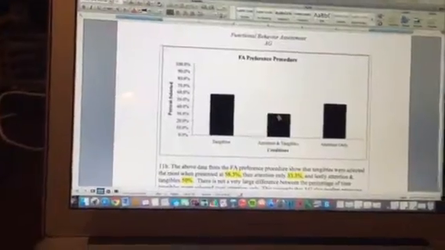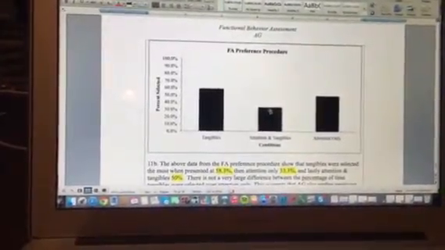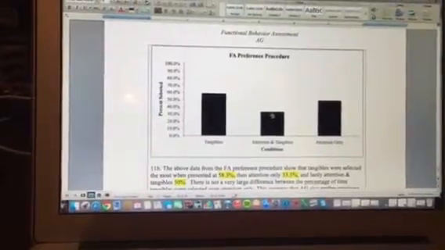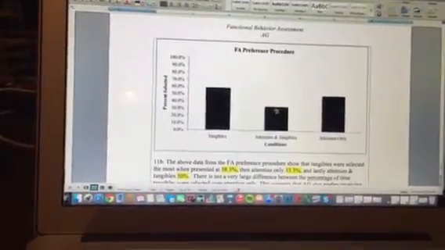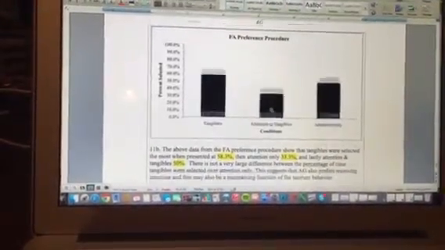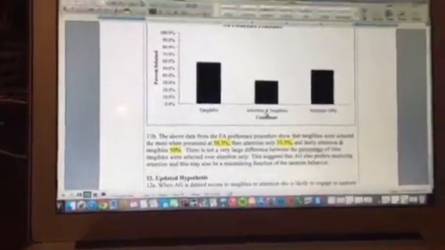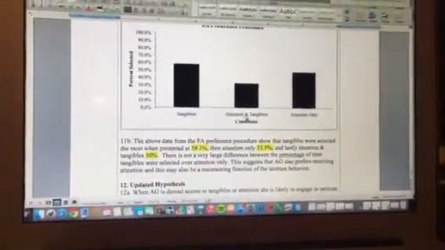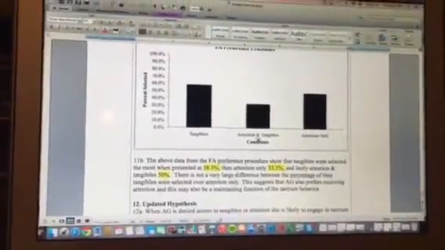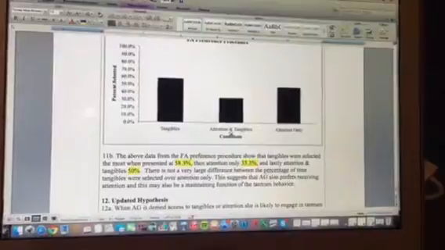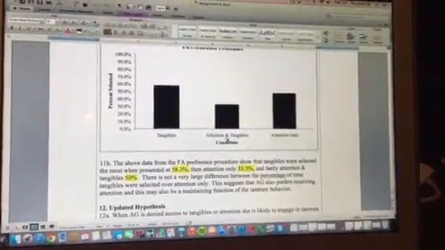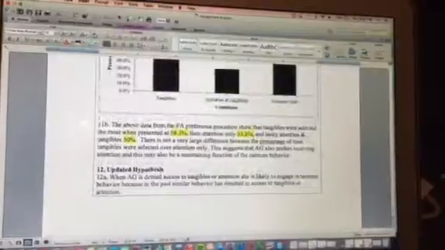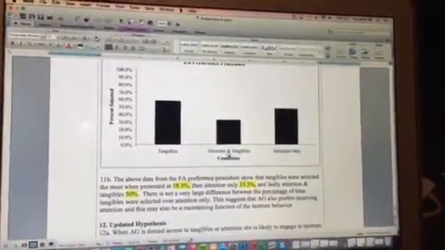As you can see, tangibles and attention only scored about the same. Tangibles were selected 58.3% of the time, attention only was selected at 33.3%, and attention in tangibles was selected at 50% of the time. So these results are somewhat inconclusive because they show us that the tangibles and attention only seem to be relatively close in preference. And in the previous assessment procedures, attention was not showing up as high.